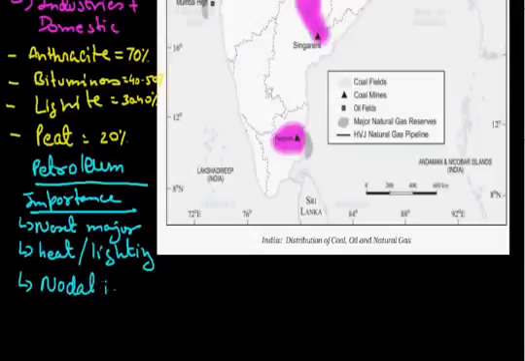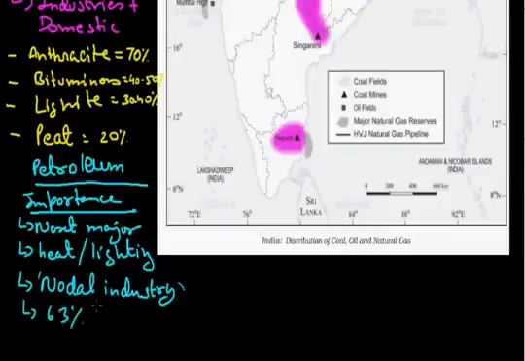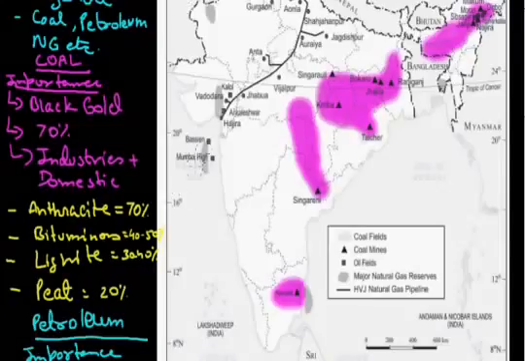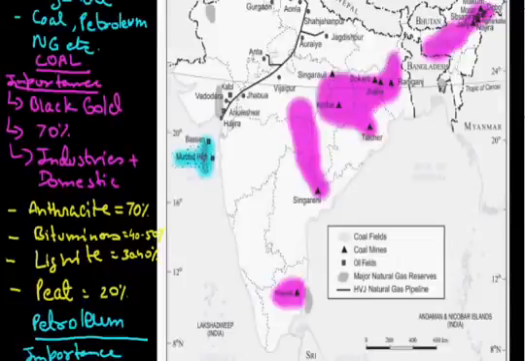Nodal industries. Petroleum refineries act as nodal industries for synthetic textile, fertilizers, and numerous chemical industries also. About 63% of India's petroleum production is from Bombay High. This region is Bombay High. It is just 64 km far from Mumbai.